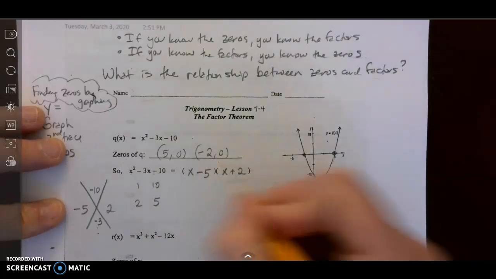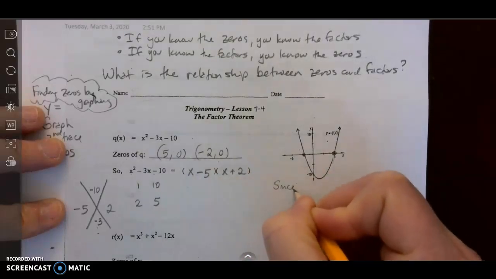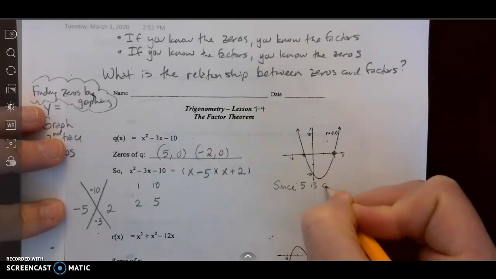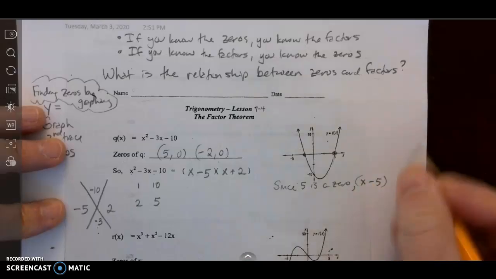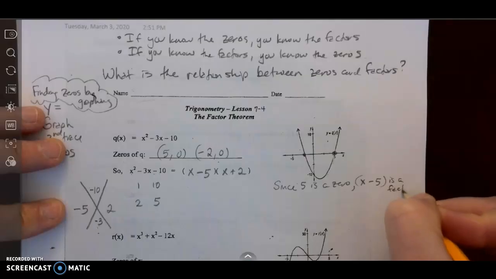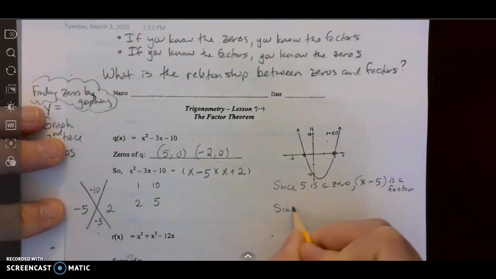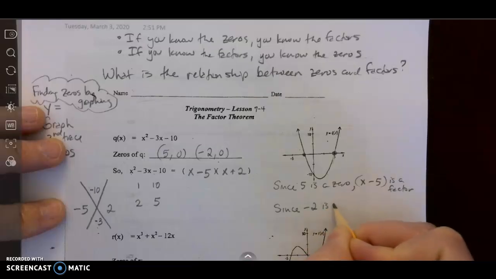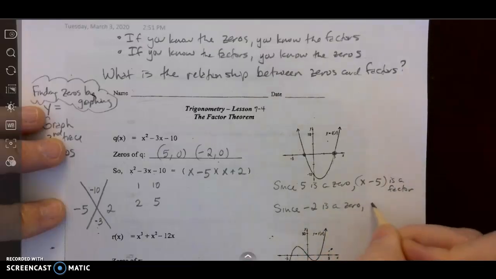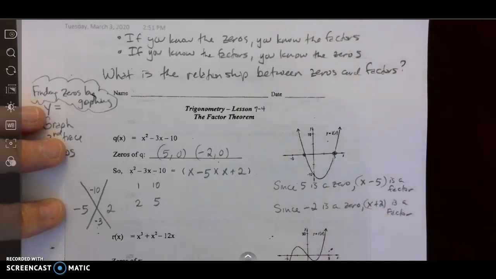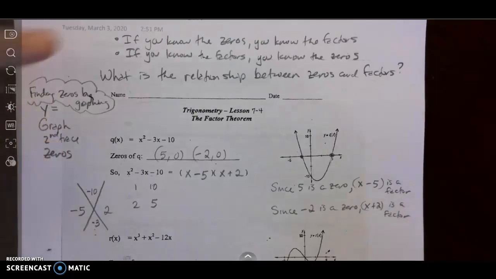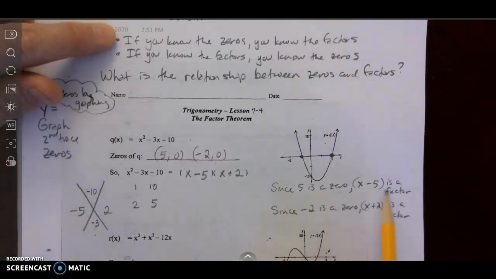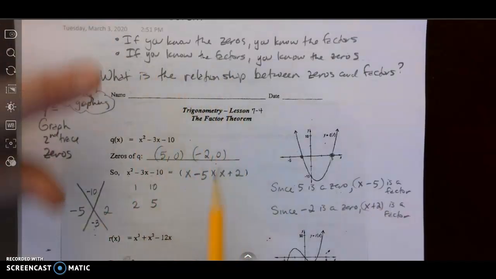Let's write that down. Since 5 is a zero, x minus 5 is a factor. Since negative 2 is a zero, x plus 2 is a factor. That's where, if I know the zeros, I know the factors. Like I said up here, if you know the zero, you know a factor. Now what about if you know the factors?